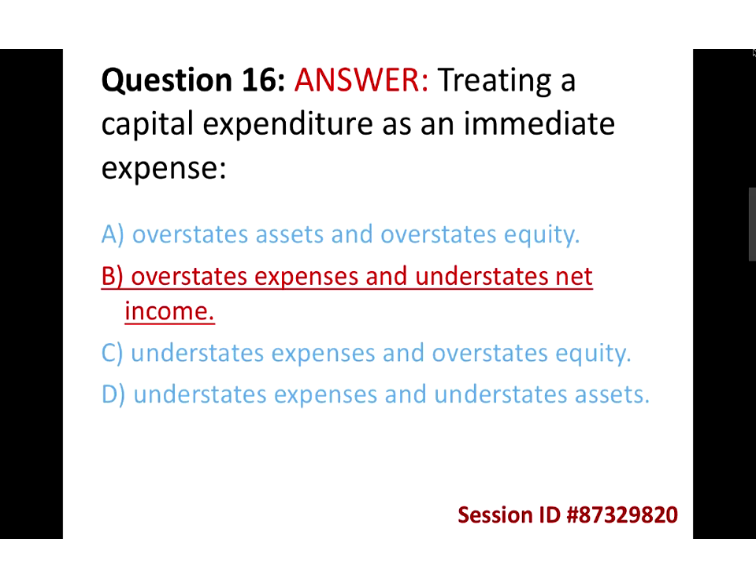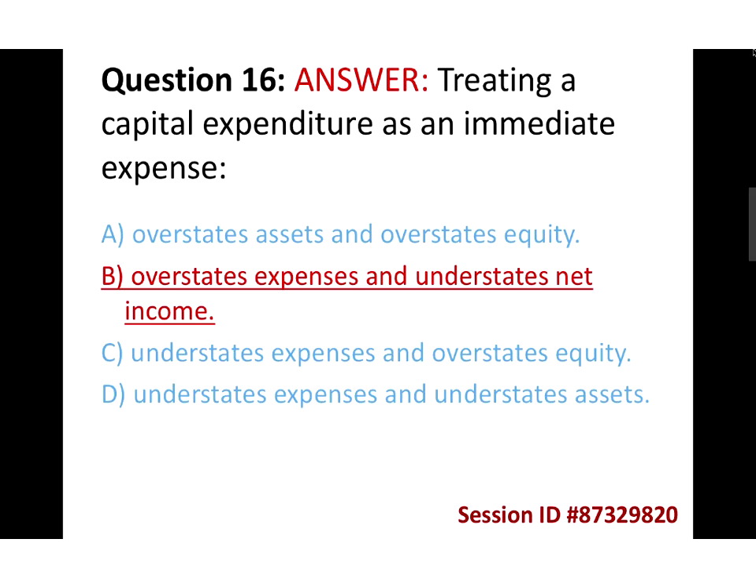So none of the other answers are right because it doesn't overstate assets. We put it in expense, we didn't put it in assets, so assets would be understated. And if we put it in expense, we've got too much expense, so it can't be C or D either. That's just looking at the difference between capitalizing and expensing. Eventually, when we capitalize something and put an asset on the balance sheet, it will ultimately affect net income and expenses through the depreciation process, which we'll get to a little bit later today.